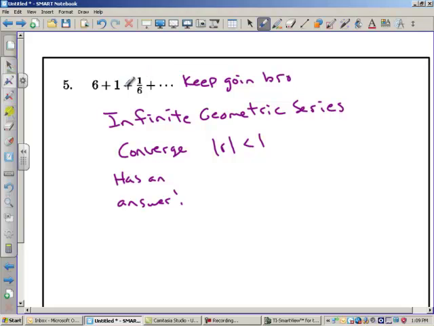So how can I check that? Well, I can just take any two terms and divide them. Let's take a sub 2 and divide it by a sub 1. That's how you get r. That would be 1 divided by 6, and that's clearly less than 1. So this is going to converge.